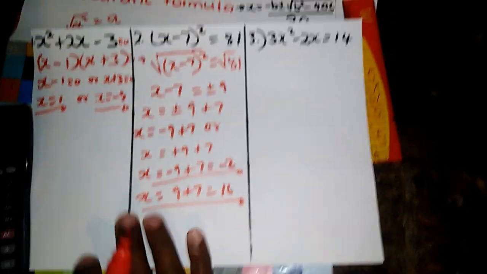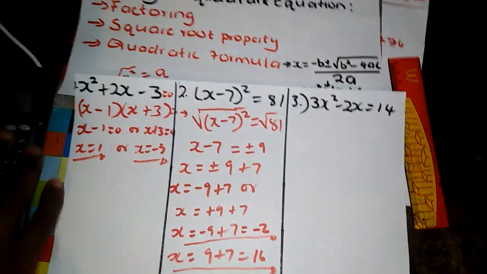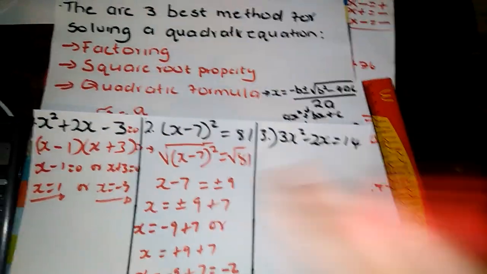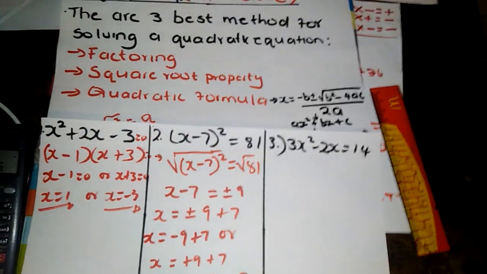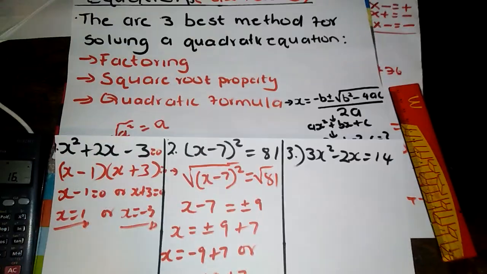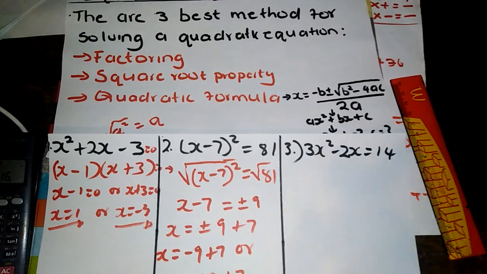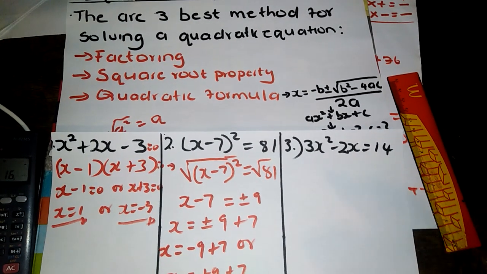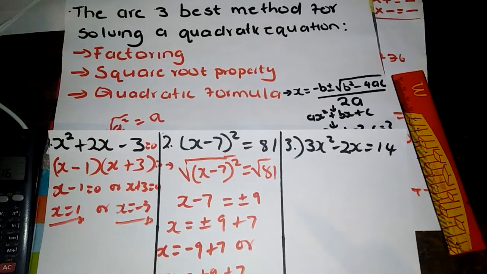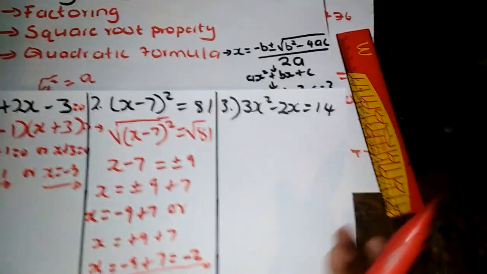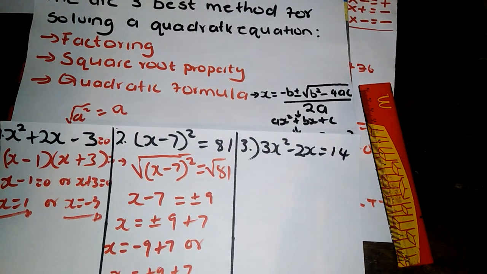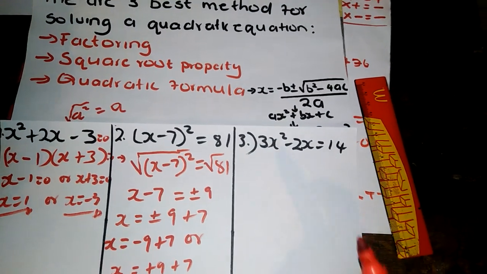Yes, and let's do the next one. And the third one, you're going to go back to the methods that I've given you: either you factorize, or you use the square root property or the quadratic formula. So first, this one you must first simplify to be in a quadratic equation form.